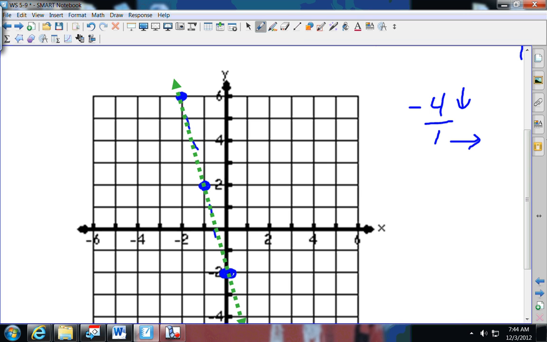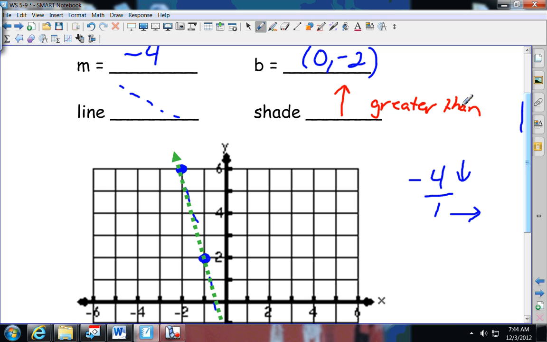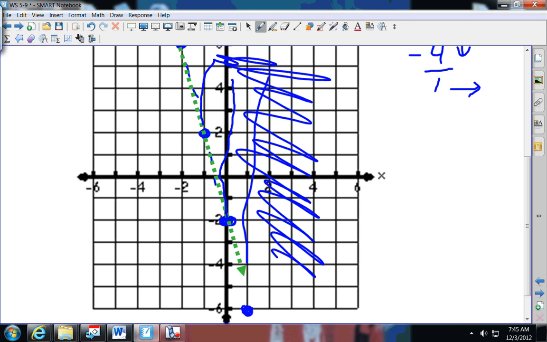Now, it says to shade what? Above. Well, put your pencil on the y-intercept. It's always the easiest thing to start with. Now go on that y-intercept on the y-axis and draw a line up. You can go on any point and draw your line up, but it's always easier, I think, to go to the y-intercept and draw a line up. This is the side that you shade. This is the greater than side.